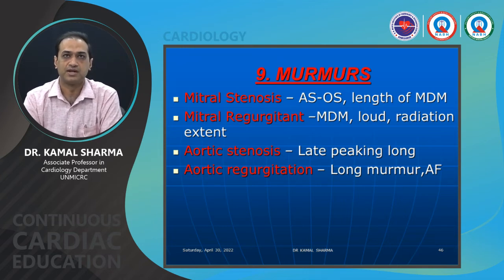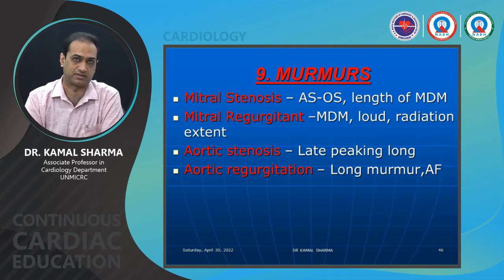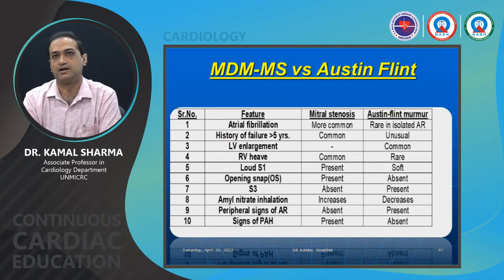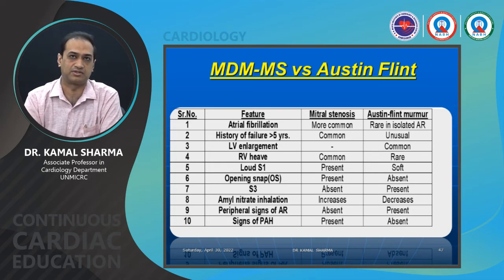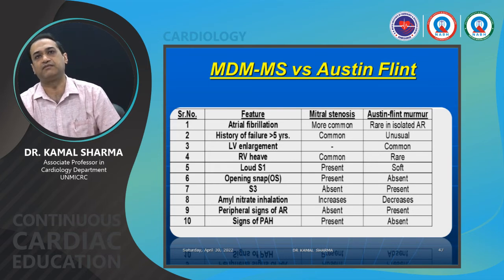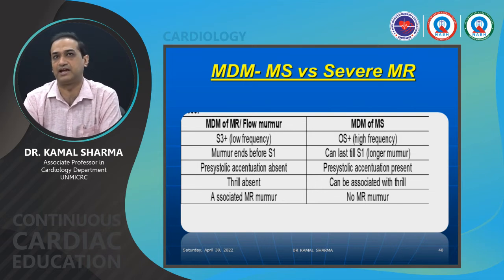In aortic stenosis, a late peaking and a long murmur would suggest severe aortic stenosis, while AR would suggest a long murmur and the presence of atrial fibrillation sometimes, and the Austin Flint murmur would again be a feature of severe AR. Mitral stenosis from Austin Flint can be differentiated by various findings which are beyond the scope of the time limits that we have.